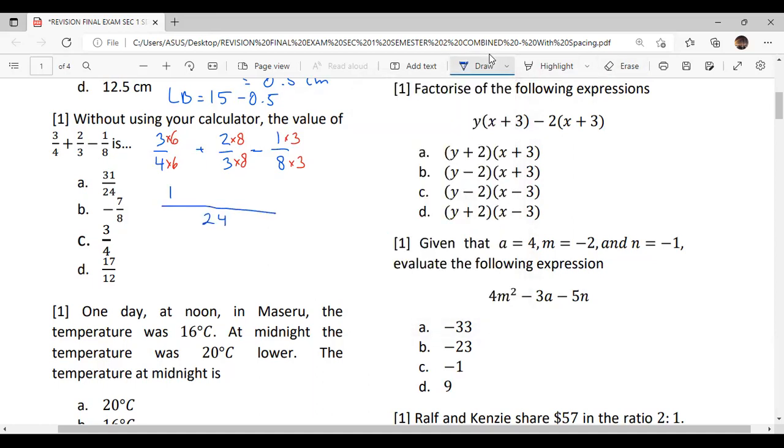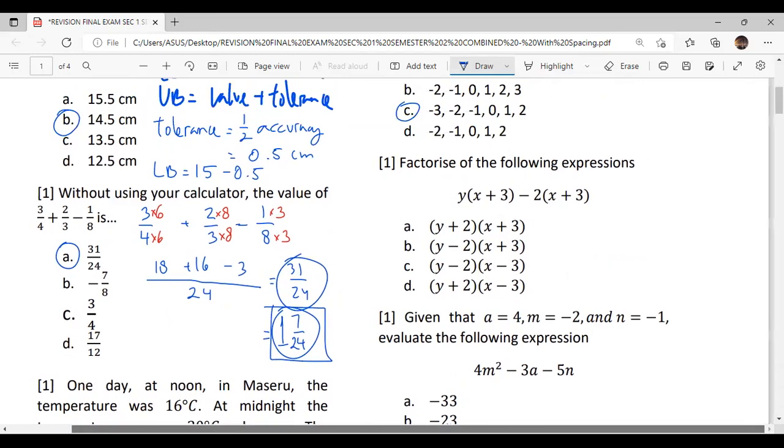Just write down 18 plus 16 minus 3. So 18 plus 16 is 34, minus 3 is 31 over 24. Okay, this is very easy. The answer is already given. But on the exam, there might be further possibilities. You can change it into the mixed fraction 1 and 7 over 24. Both of them are the right answer. So on the exam, this might be one of the options. Be careful about that.